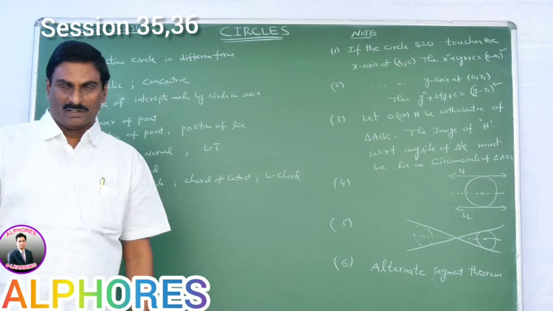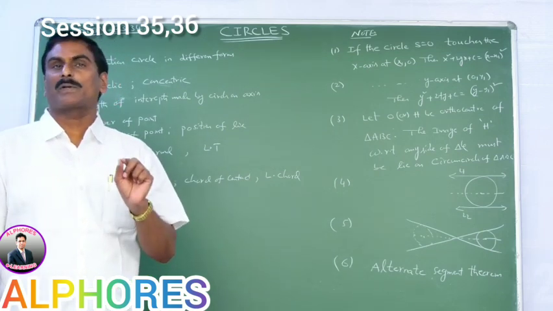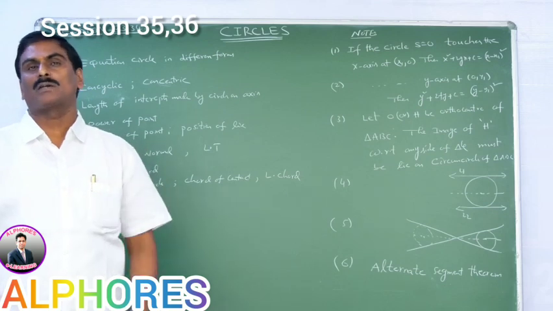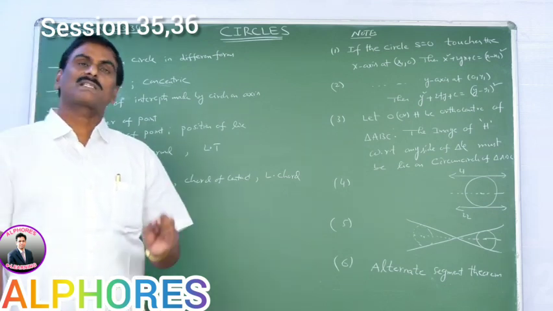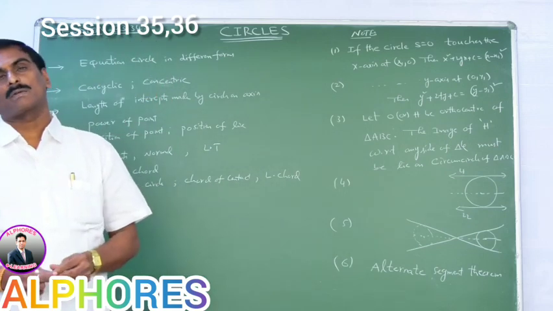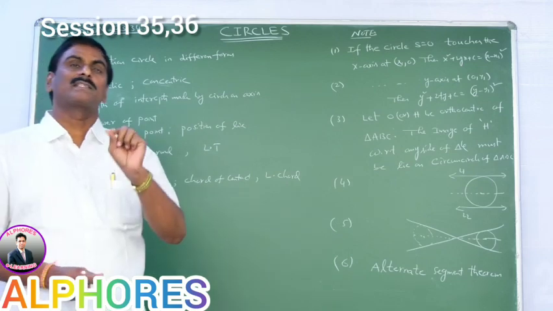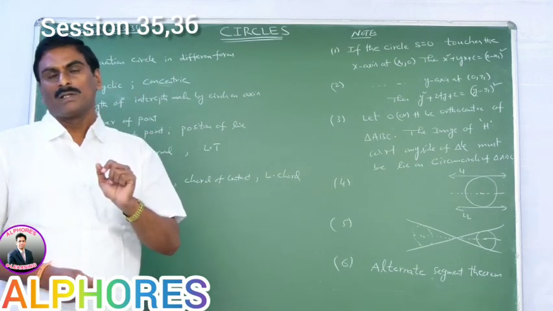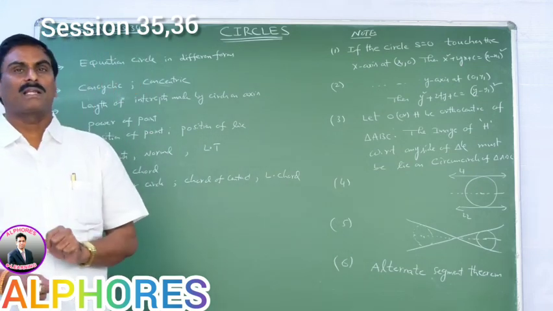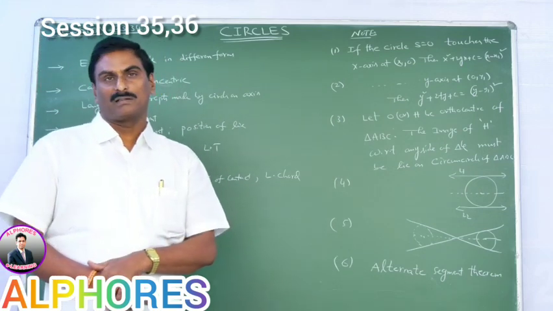Next, the equation of the circle in standard form is x square plus y square plus 2gx plus 2fy plus c is equal to 0. Here, the center of the circle is (minus g, minus f) and the radius of the circle is root over g square plus f square minus c. If g square plus f square minus c is greater than 0, then it is a real circle. Equal to 0, then it is a point circle. If less than 0, that circle is an imaginary circle.